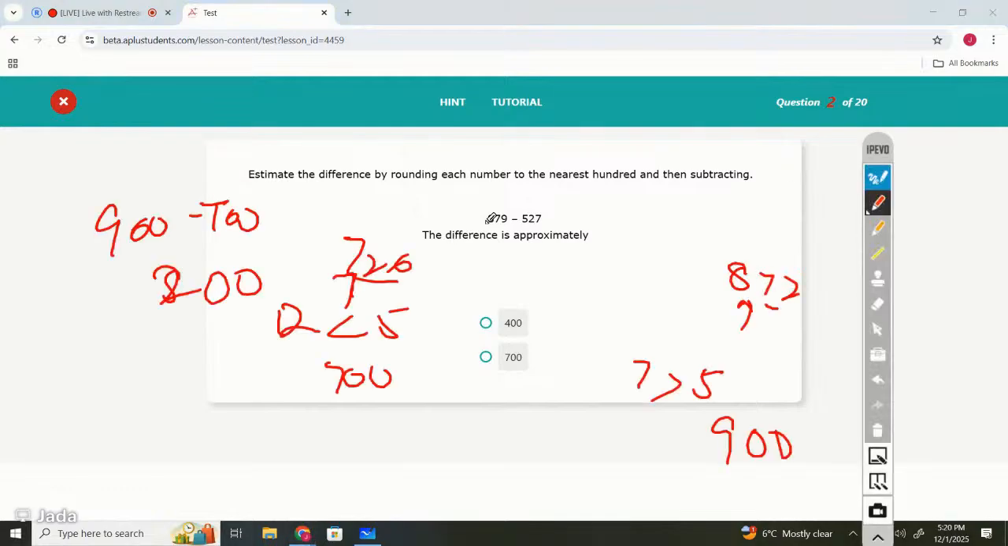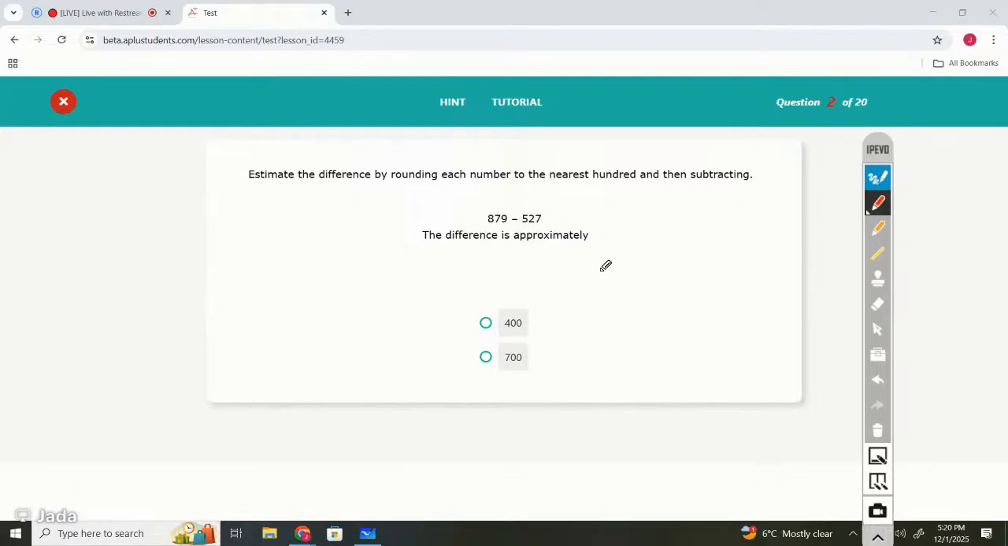879 minus 527. So 879 is rounded to 900 and 527 to 500. So the correct option is 400. Option number 1 is the correct option. Got it?